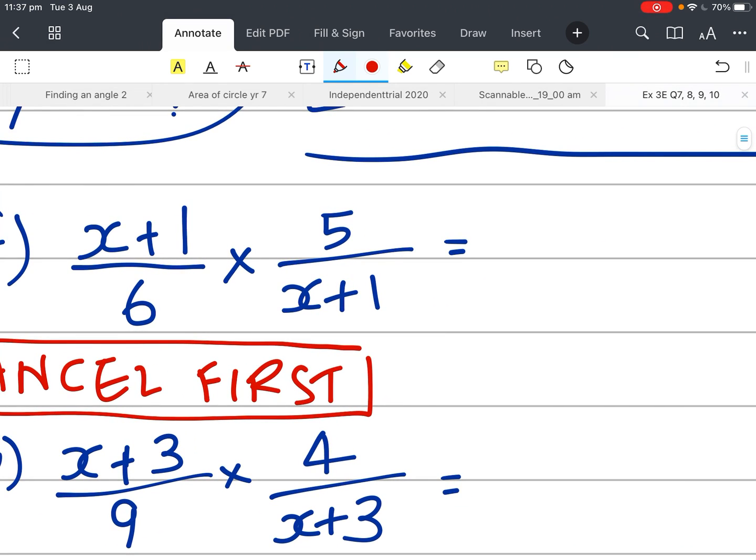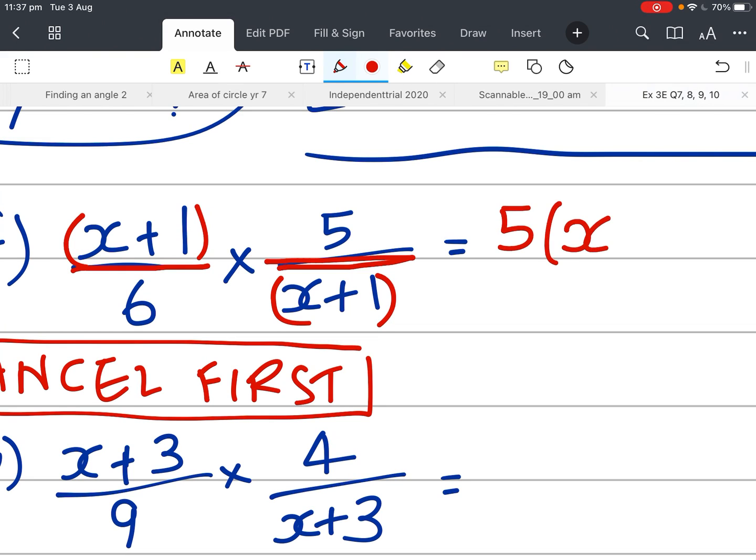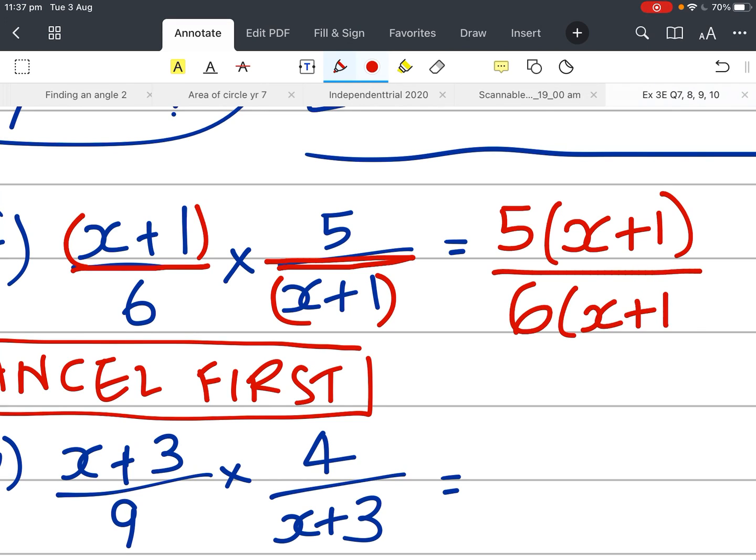x plus 1 times 5. Now, whenever you've got this line going under two terms, it means those two terms are in brackets. Okay, and same with this one. Got a line there. If you've got two terms together underneath it, they're in brackets. So if I did multiply them, I'd go 5 times x plus 1. I'd still leave that x plus 1 in brackets like that. And I'd still leave the 6 and the x plus 1 in brackets.